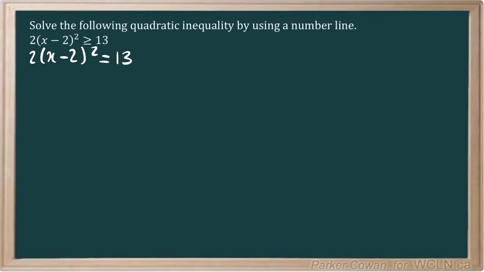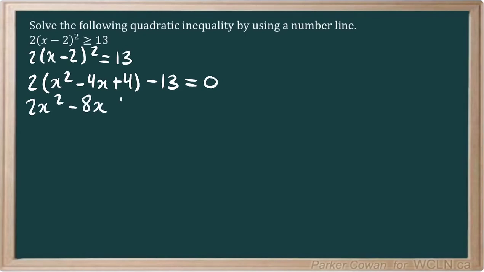The first thing I'm going to do is FOIL out this square, and I'm also going to move this 13 over to the other side by subtracting both sides by 13. So if we FOIL this out, we'll get x squared minus 4x plus 4 minus 13 equals 0. Then we just have to multiply it all by 2. And finally, we can simplify this right here, 8 minus 13.